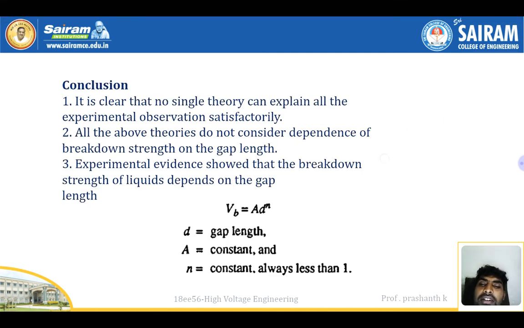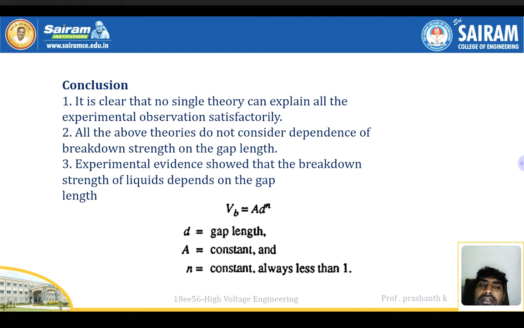Next, conclusion. It is clear that no single theory can explain all the experimental observations satisfactorily. All the above theories do not consider the dependence of breakdown strength on the gap length. Experimental evidence showed that the breakdown strength of a liquid depends on the gap length. VB is equal to A D raised to N, where D is the gap length, A is a constant, and N is a constant always less than 1. Keep it in your mind.